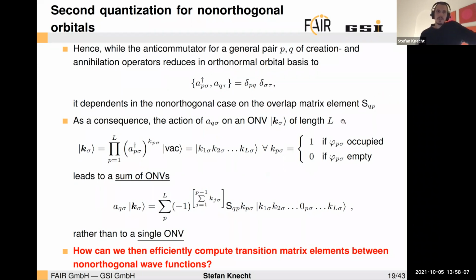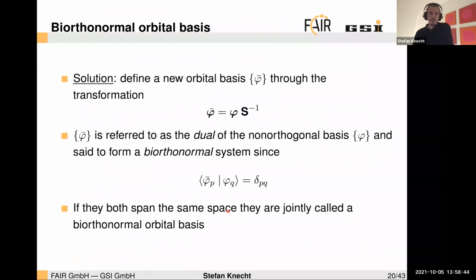And as a consequence, if we apply an annihilation operator on any kind of occupation number vector, so any sequence of creation operators acting on the vacuum, it just gives us not back a single occupation number vector as in the regular case, so as in an orthonormal basis, but it gives us a sum of occupation number vectors. So that means it actually is not so easy to efficiently compute transition matrix elements between non-orthogonal wave functions. Question is, can we do something about this? And the answer is yes.